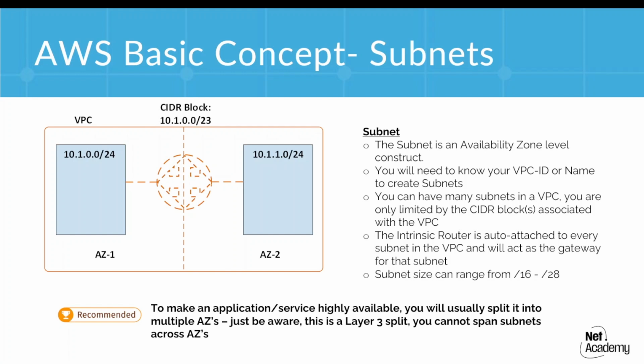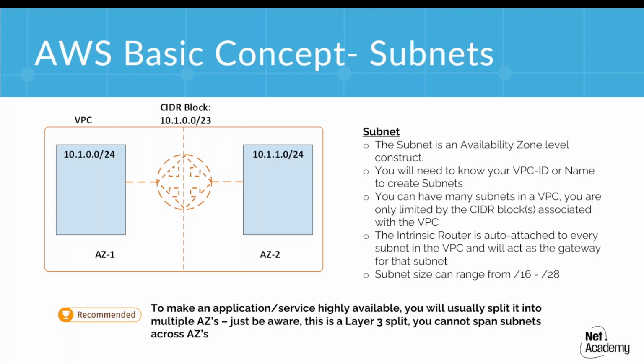So I have a CIDR block for my VPC. Because it's defined at the VPC level, that CIDR block can potentially span all availability zones, or AZs, within the region. A subnet spans an AZ, so it's in a single AZ, right? So that's an important thing to be aware of. The subnet is an AZ level construct.